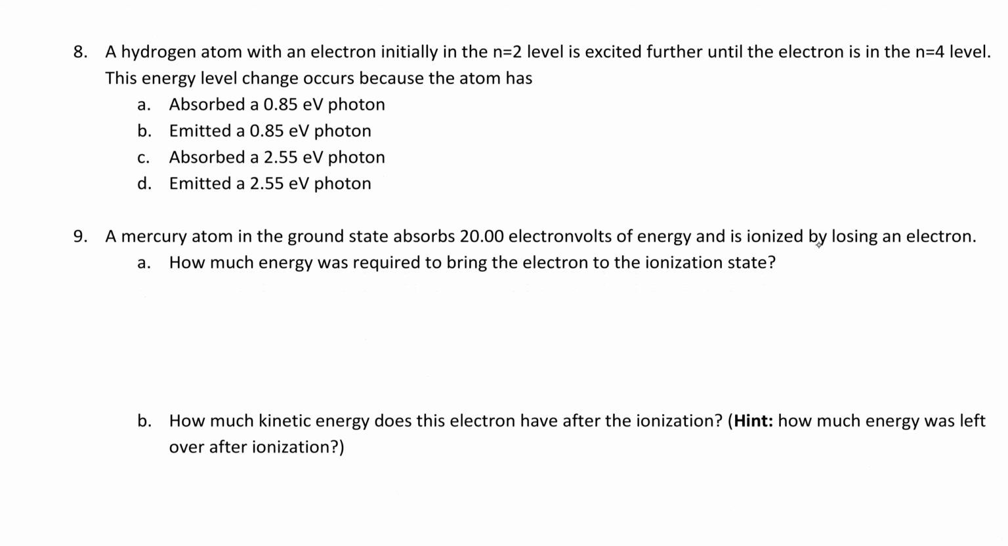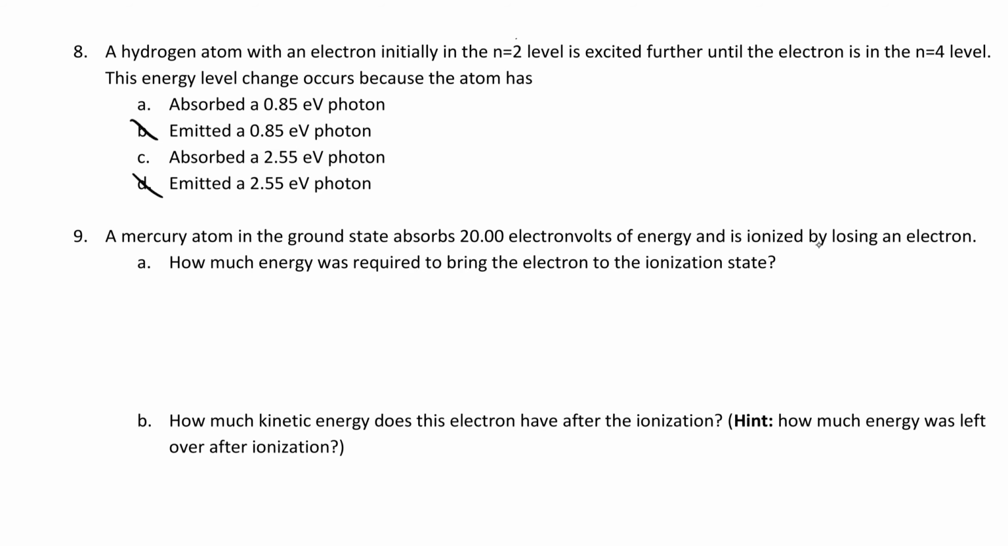Number 8. A hydrogen atom with an electron initially in the n equals 2 level is excited further until the electron is in the n equals 4 level. This energy level change occurs because the atom has, okay, so did it absorb or emit, and then is the photon 0.85 or 2.55? So we can tell right away, we can eliminate some choices. If we're going from n equals 2 to a higher energy level, we must be absorbing a photon. So it's going to be either A or C. So we're definitely not losing energy, we're absorbing energy.